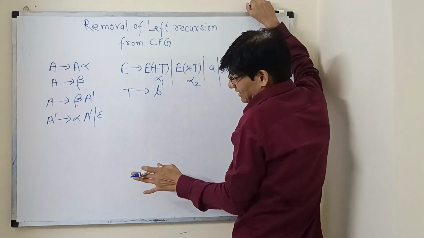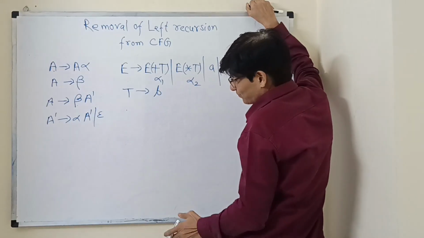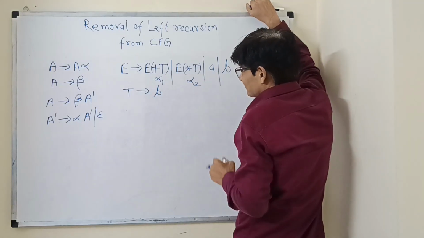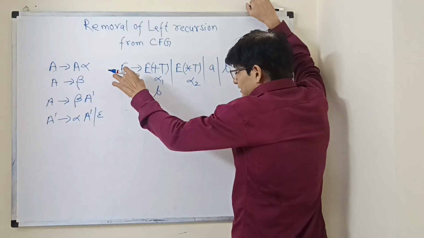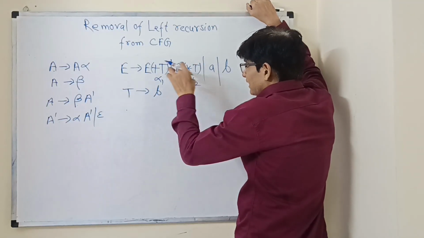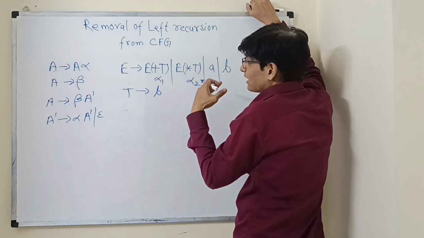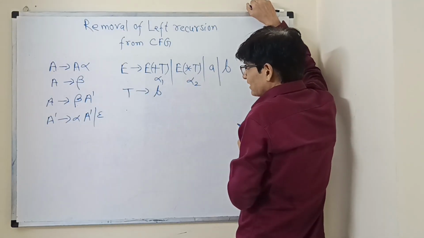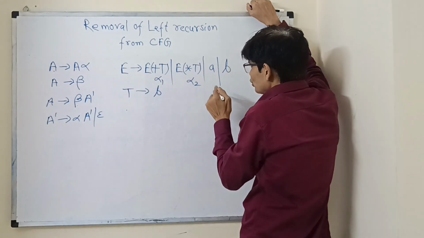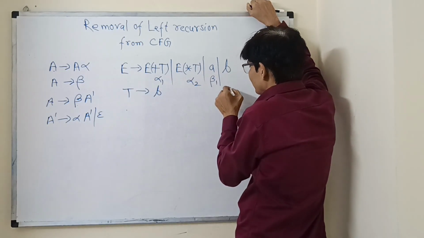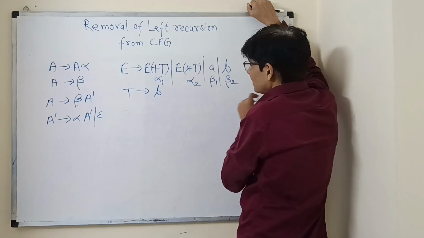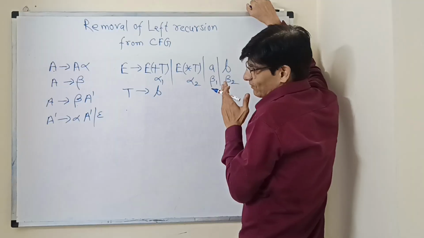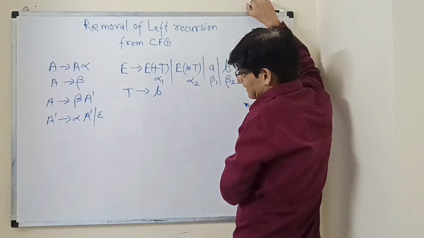So now you can consider the second representation of the formula: A gives A alpha 1, A gives A alpha 2, like this. Now here E gives a and E gives b. So these are non-recursive productions. So we have A gives beta 1, A gives beta 2. I can write this as beta 1 and beta 2. You can have any number of alphas and any number of betas, like this.